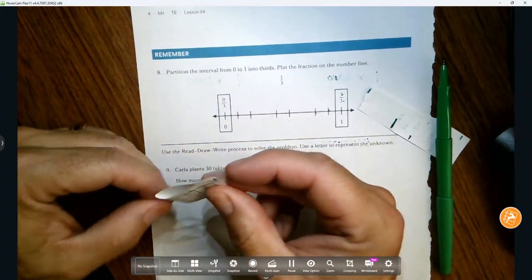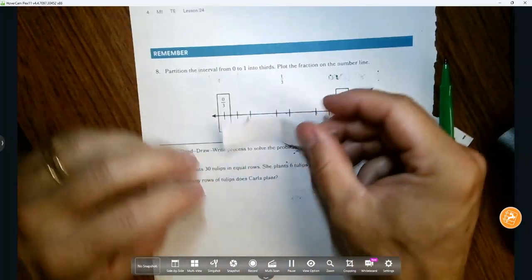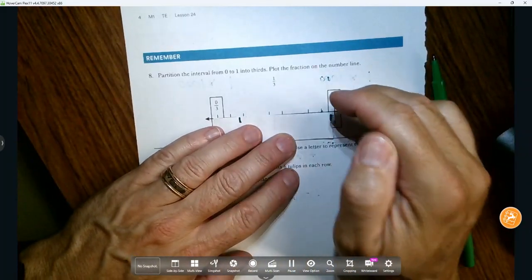I fold this in half. That gives me 0 thirds, 1 third, 3 thirds. Nope.